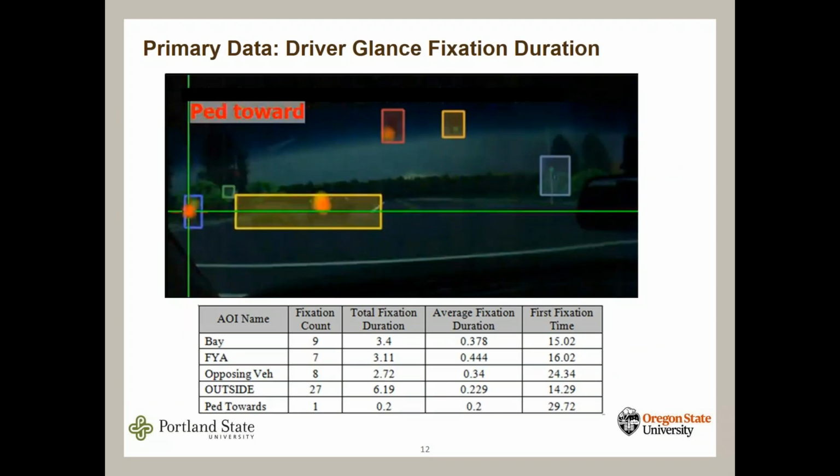So what sort of data did we get back? Well, we saw an example of the raw video files collected from our eye tracking equipment. This speaks to how we can process that. So we define areas of interest, or AOIs, and those are different targets in the visual field that we're interested in. For this particular experiment, we cared about glances and fixations on the conflicting vehicles, the PEDs in the crosswalk, the PED signal heads, the vehicular signal heads, and so on.